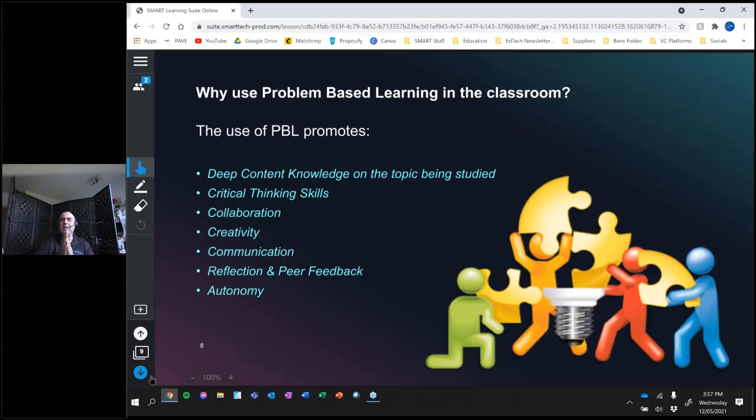But most important, PBL is about autonomy. It gives students the opportunity to be in the driver's seat with their learning, and it gives them the opportunity to experience that sense of leadership and that sense of ownership. So those are really cool points about why to use PBL.